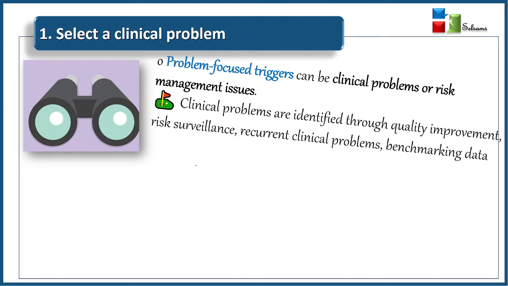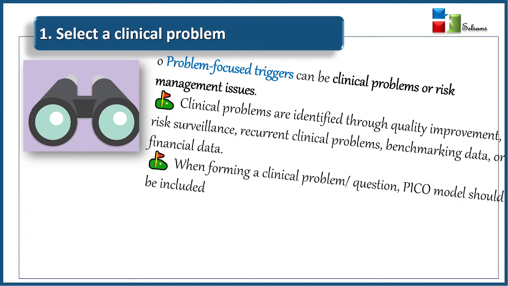And the clinical problems, where do you get them? They're identified through quality improvement. If you want to improve something, you can get a problem out of that. And the risk surveillance, where surveillance means something you're monitoring or scrutinizing. So you can get from that. And the recurrent clinical problems, which are ongoing. And benchmarking data, you can consider the standards against the current procedure being done, and the financial data also. If it is going to be very costly, we may miss the patient also, might be because they can't afford it.